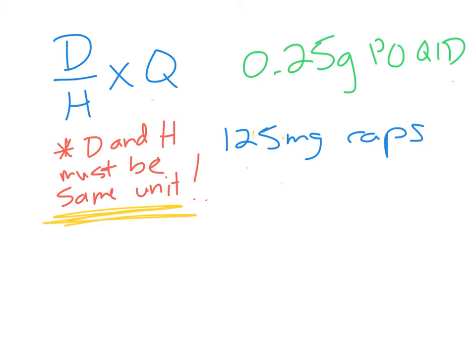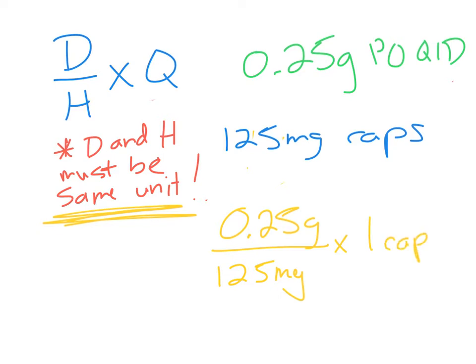So when I go to fill out the D over H times Q formula, say I did that without looking at the units there. Doctor's order is 0.25 grams. The dose that we have on hand is 125 milligrams. And the quantity is, again, per every 1 capsule. So that's what D over H times Q looks like right now. But like I said, D and H have to be the same unit. What happens in this particular situation when they're not the same unit is you simply have to convert one to the other.